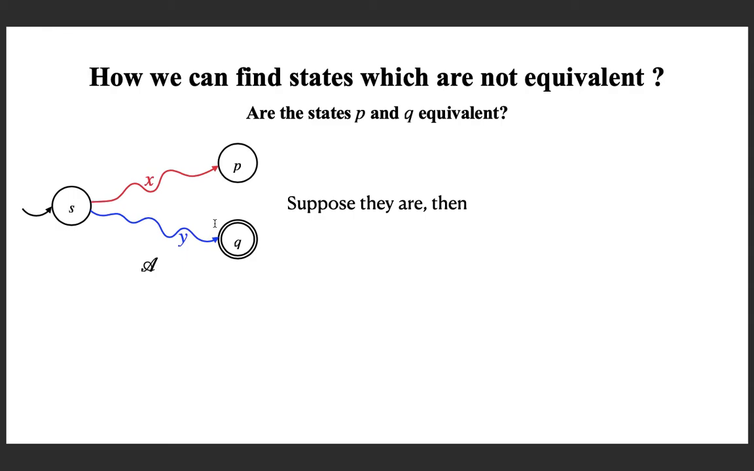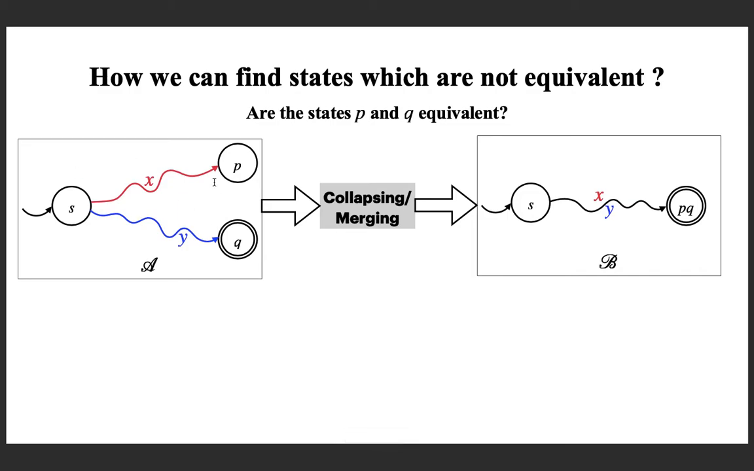Now suppose P and Q are equivalent. So what do you do? You collapse these two into a single state called PQ. And this time I assume that the collapsed state is final. The other case we can consider later. One of them is final, so we made this final. We can see what will happen if we make this non-final later.